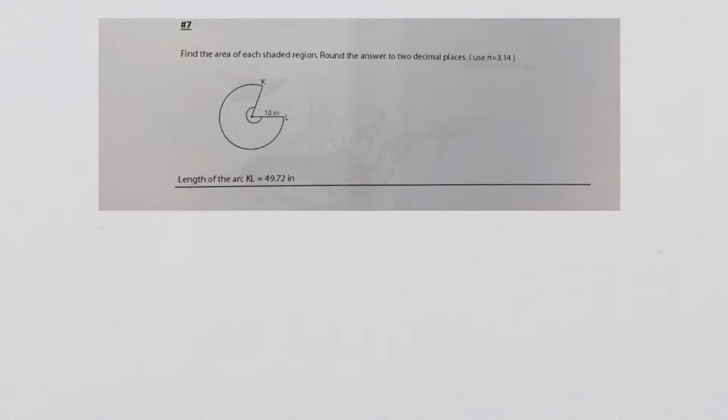So here we have a problem that asks us to find the area of each shaded region, round the answer to two decimal places, and use pi equals 3.14. What do we know about this problem? Right away, we know that the length of the arc is 49.72 inches. So between K and L, this distance right here is 49.72 inches.